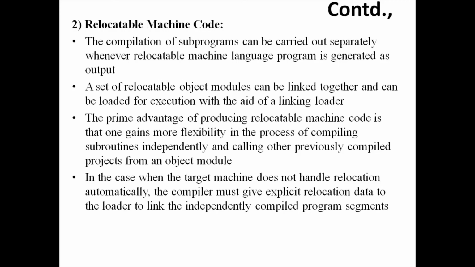So in absolute code, a small program can be compiled and executed quickly. But in relocatable code, subprograms can be compiled separately. It produces a relocatable machine language program. The output allows subprograms to be compiled effectively, but with the help of loading and linking, you have to complete the given data.